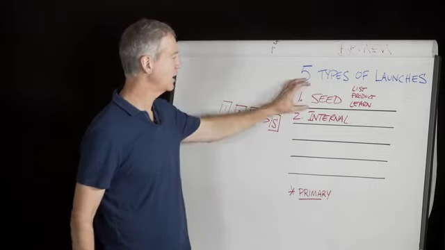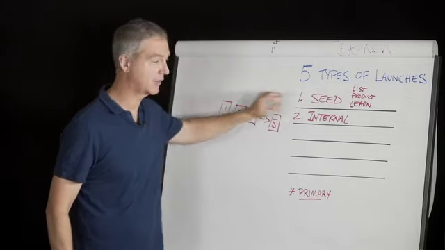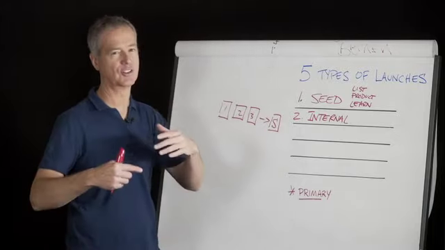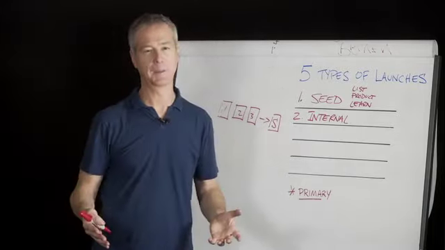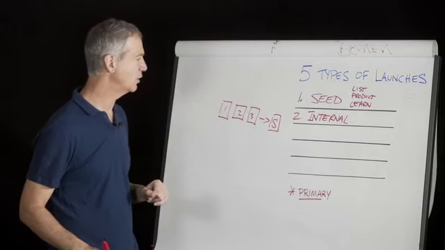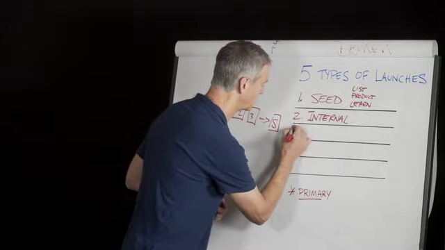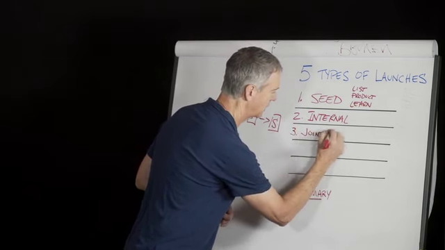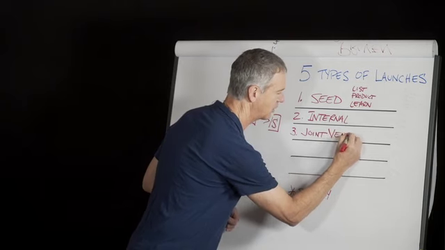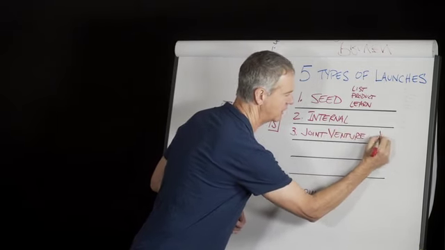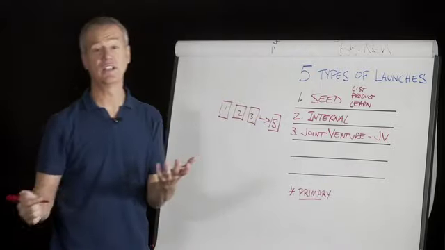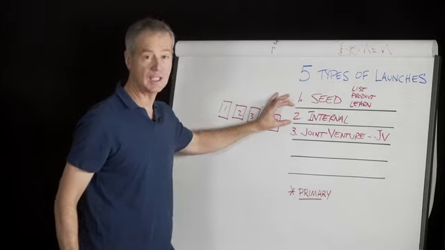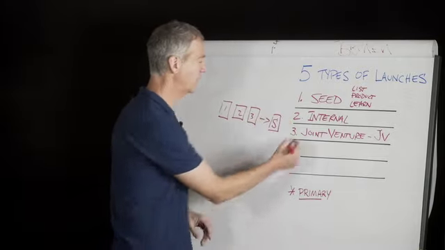So usually you start out with the seed launch and build a bit of a list, and then you do the internal launch. That's the general sequence within PLF land: first you do a seed, then you do an internal. The next one is where things really, really blow up. It's what we call the joint venture launch, or JV, or affiliate launch. This one is where you take the work that you did in your internal launch and now you bring in affiliates.